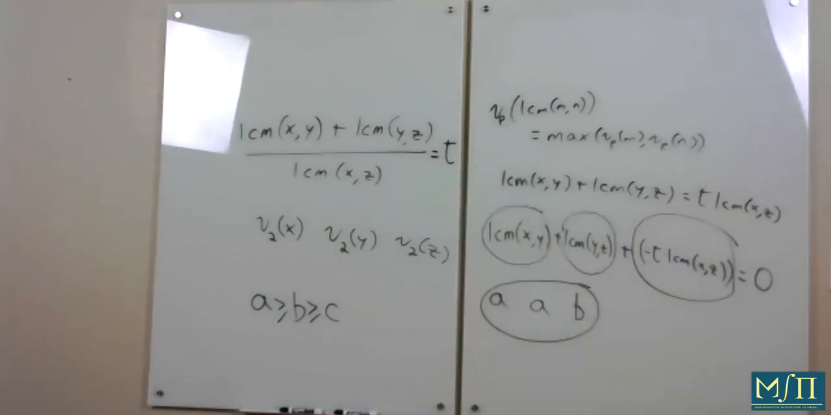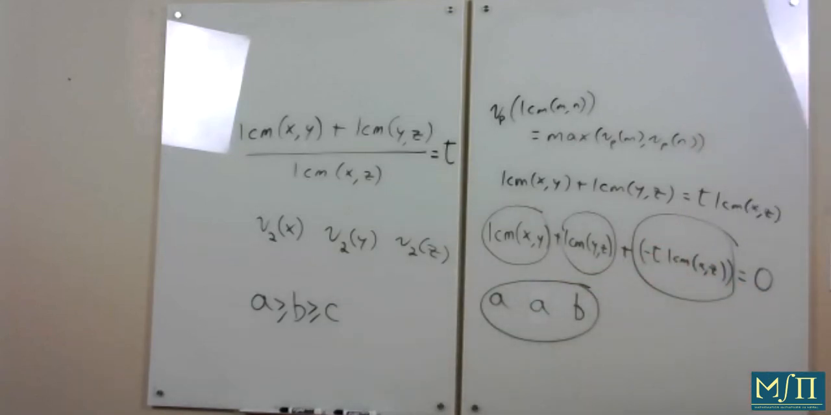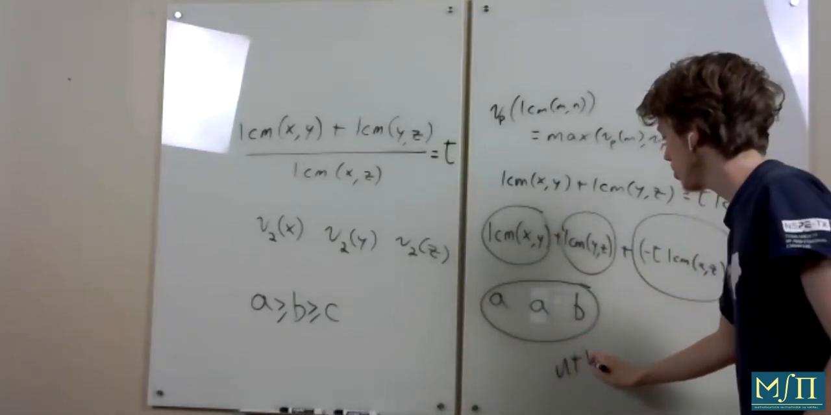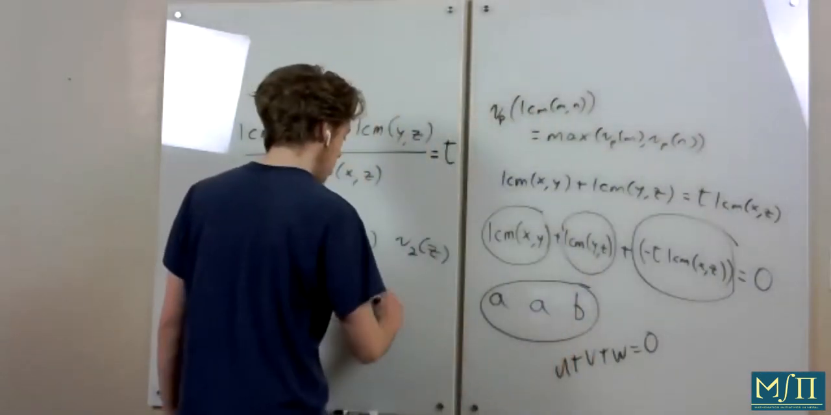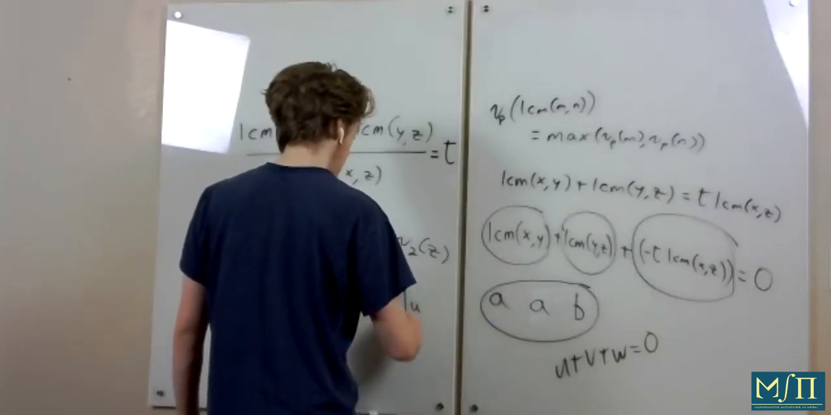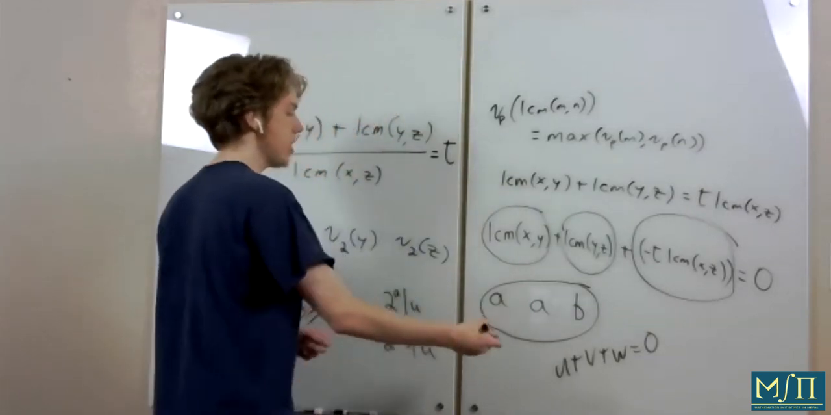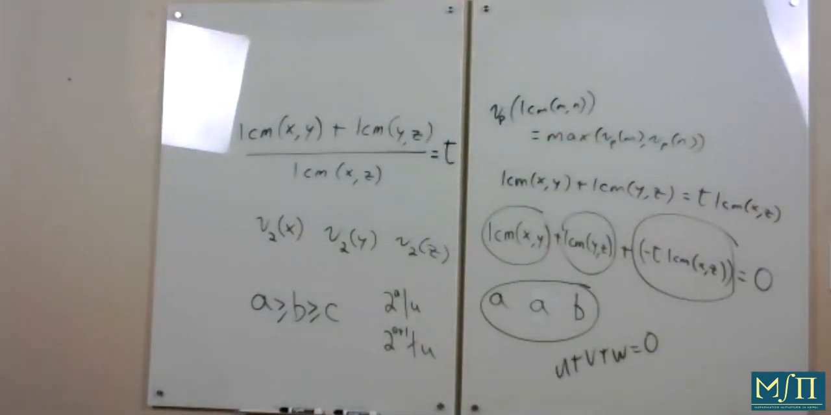But now we're going to get a contradiction out of this, because now we can rearrange them to fit these numbers in some order. So reordering the terms if necessary, let's write this equation as u plus v plus w equals 0, where the maximum power of 2 dividing u is a, the maximum power of 2 dividing v is a, and the maximum power of 2 dividing w is b. I mean, 2 to the b, the same exponent deal.